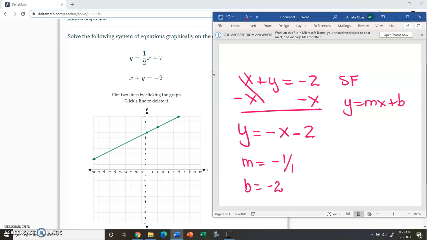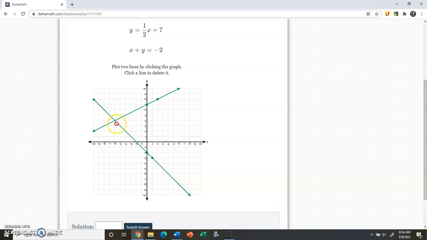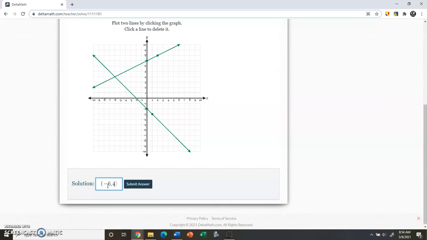All right. So since I have that, now I can start at my b, which is negative 2. And then I'm going to go 1 down, 1 to the right. All right, so I got my 2 points. It gave me the line. Now I can find the point of intersection where the 2 lines meet. Based on what I see, it's negative 6, 4, and then I'm going to write it in coordinate form. So in parentheses, negative 6, comma, 4. Right, then I'm going to submit it.